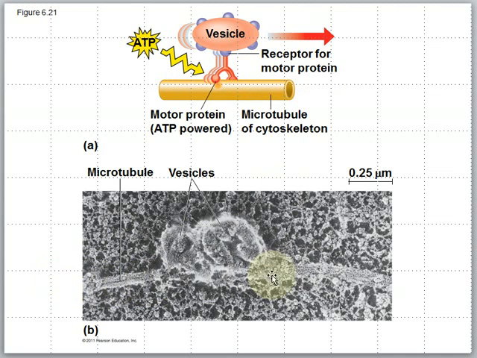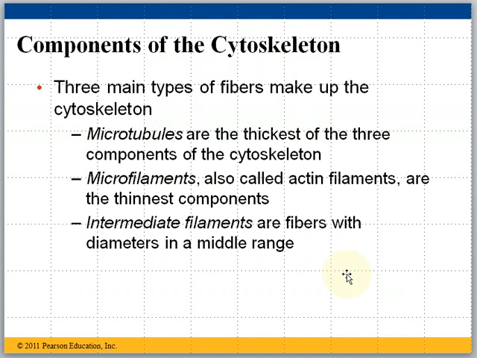Here is the microtubule, you can see there, and this is the vesicle, and it's traveling along that microtubule. We've already mentioned the three components, but just to clarify, they are the microtubules, which are the largest of the three. Then we have the microfilaments, which have another name, actin filaments. They're made of a protein called actin, A-C-T-I-N. They're actually the thinnest of the ones we're going to look at. And then the intermediate filaments are fibers that are somewhere in the middle between those two.